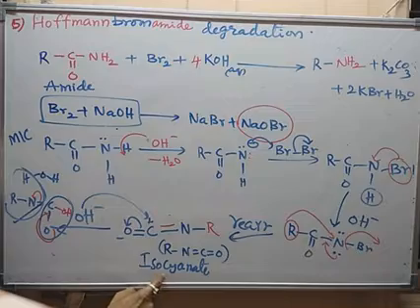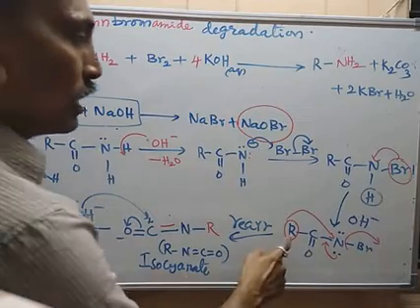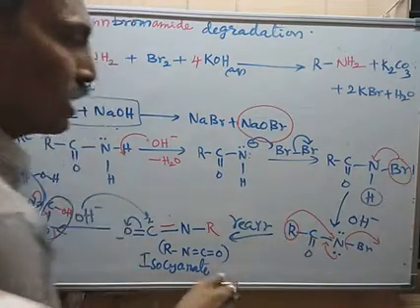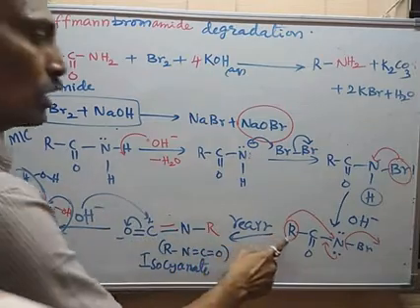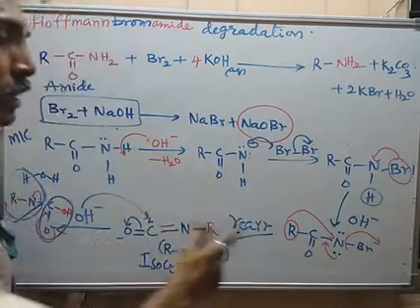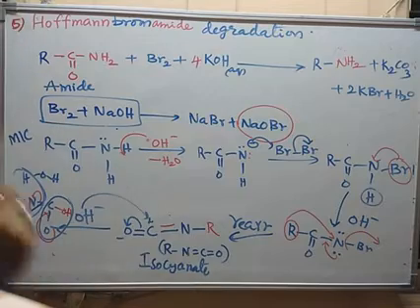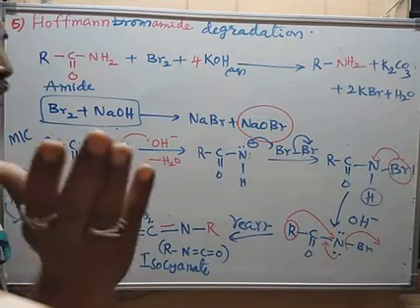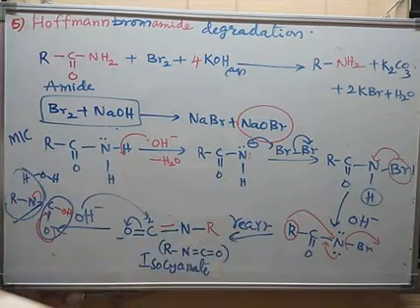Remembering is very important. Isocyanate is the rearrangement. Here the alkyl group that rearranged, with which one? Suppose this alkyl group is a chiral carbon, a chiral carbon with a configuration. Configurations you studied, that is S configuration or R configuration.